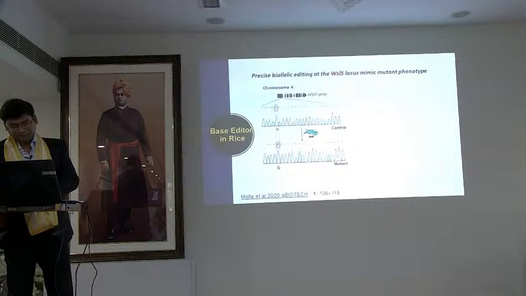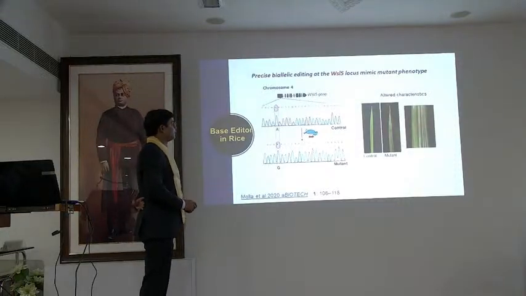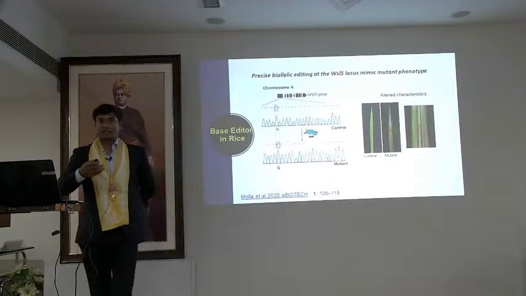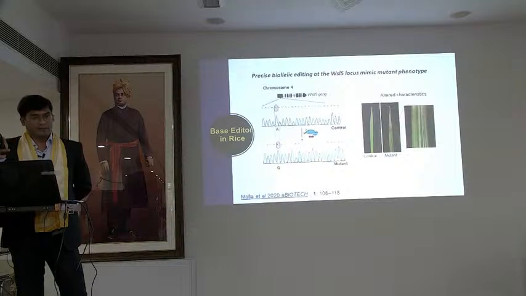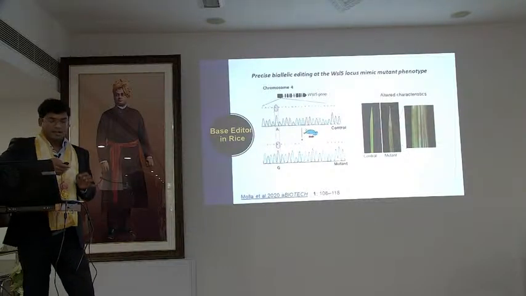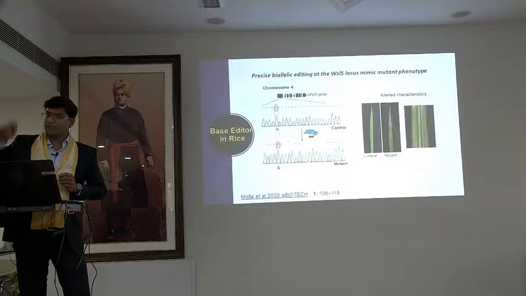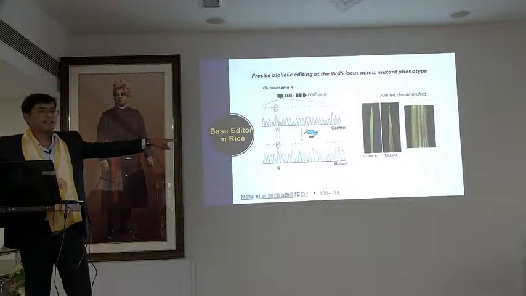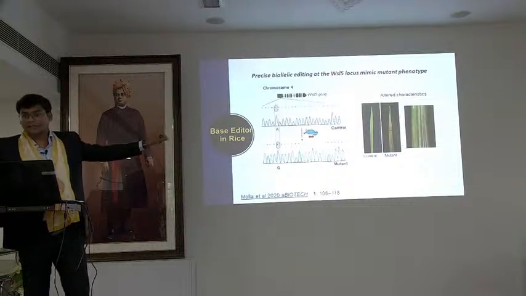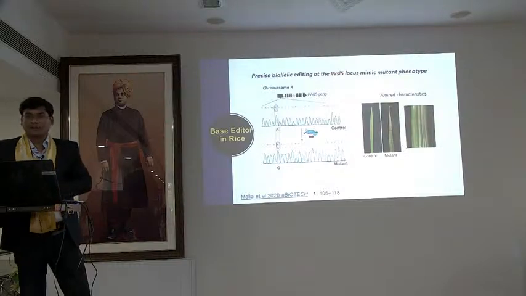And we knew that this change A to G would produce a character called a mutant character, which is called white striped leaf. We know that a rice leaf is green in color, but when these changes happen, it will produce a white stripe in the leaf. So these changes we did in the genotype, and you see here the phenotype because of the single nucleotide change in the WSL5 gene. Did you get my point? Okay.